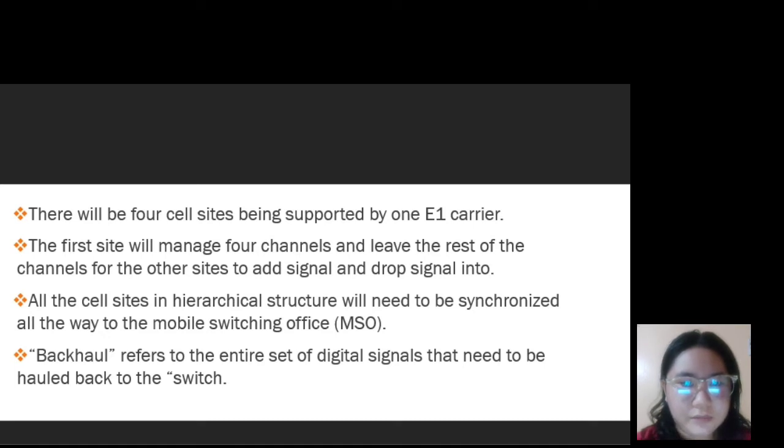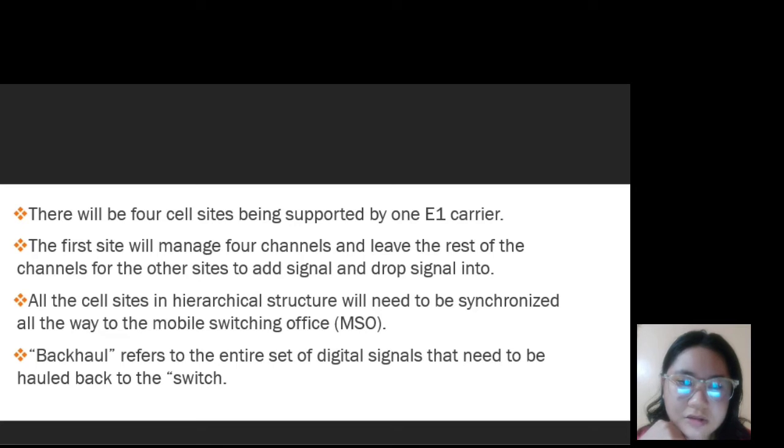For the above GSM network, there will be 4 cell sites being supported by one E1 carrier. The first site will manage 4 channels and leave the rest of the channels for the other sites to add signal and drop signal into. Meanwhile, all the cell sites in the hierarchical structure will need to be synchronized all the way to the Mobile Switching Office, or MSO.